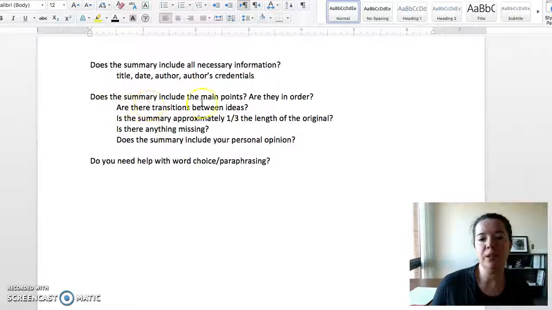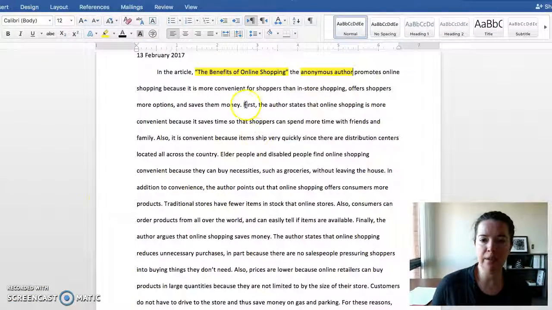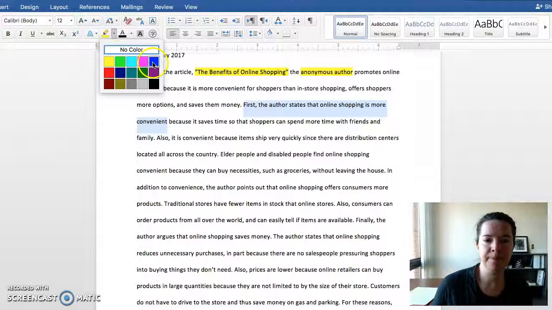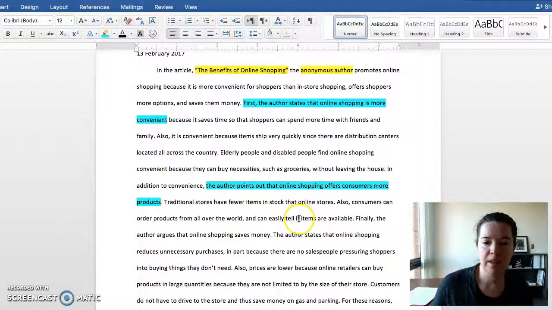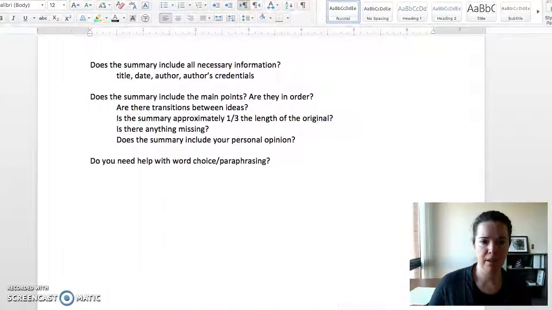The next question, does the summary include the main points? Are they in order? So the main points here, first, it's more convenient. That was the main point. Oops, I just noticed a mistake there. All right, I'll fix that. Here's the next main point and the last main point. And yes, they are in the same order that the author put them in.